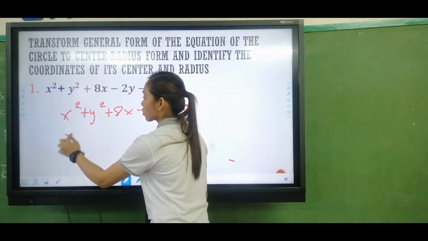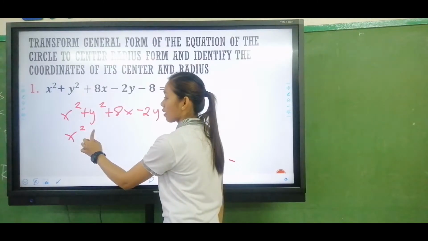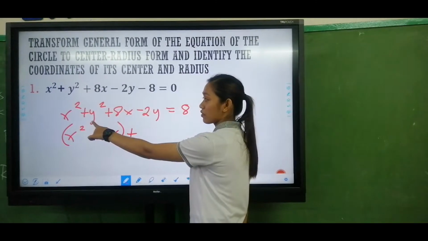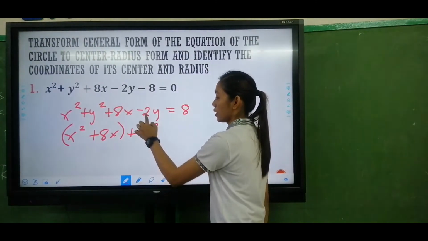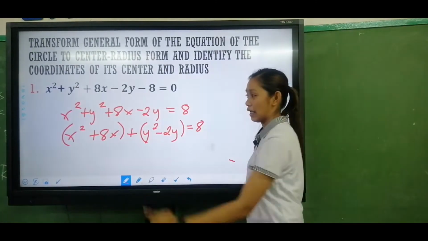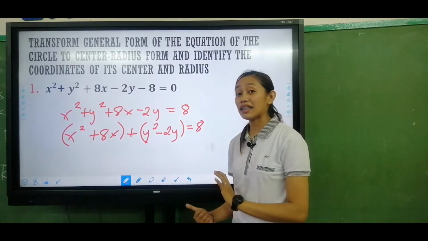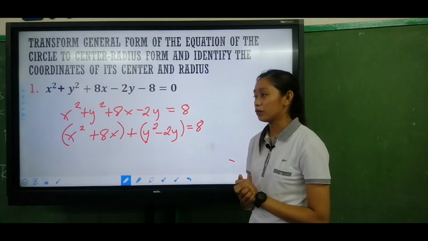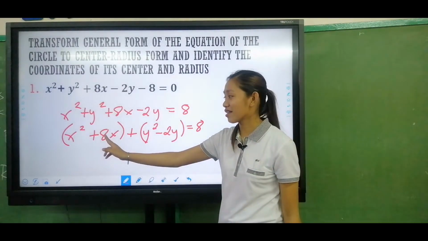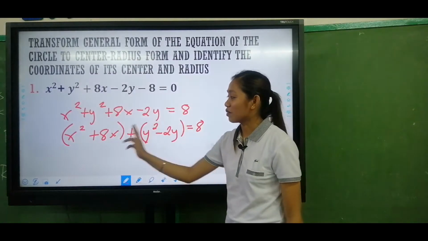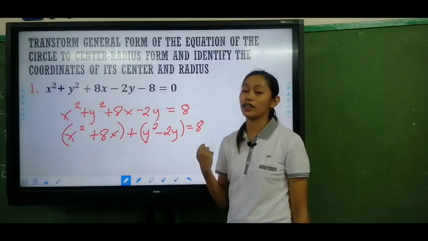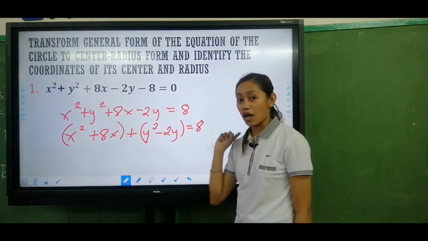So, this is x squared. Then, the same as it is 8x. So, plus 8x. Plus, since y is positive, that is y squared minus 2y is equal to 8. Next, completing the square. This is your topic from grade A. So, how do we do that? Divide the numerical coefficient of your x by 2 and then get the square. So, 8 divided by 2 is 4. Then, 4 squared is 16. So, we add it to both sides.